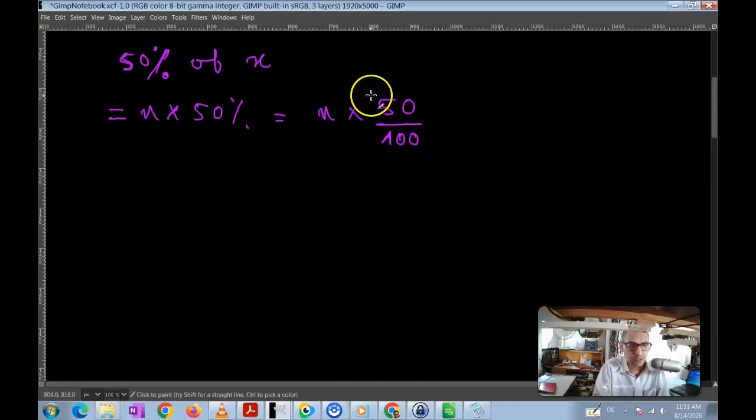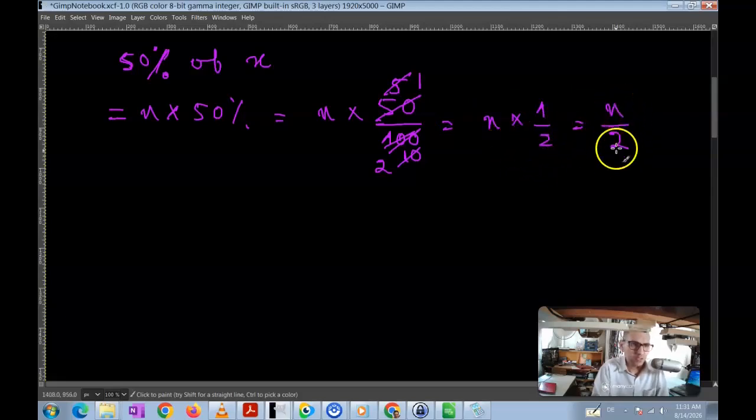Cent means 100, right? So 50 divided by 100 is 5 divided by 10. 5 divided by 5 is 1, 10 divided by 5 is 2, so that's 1/2. So that's X times 1/2, or X over 2. That's half of X. So 50% of X is always going to be half of X, meaning whatever the value of X is, you divide that X by 2, and that would be 50% of X.